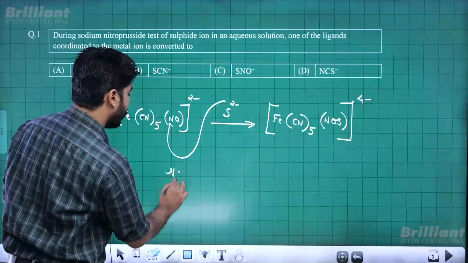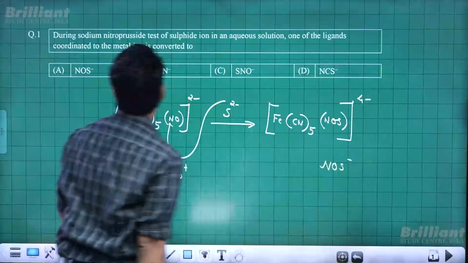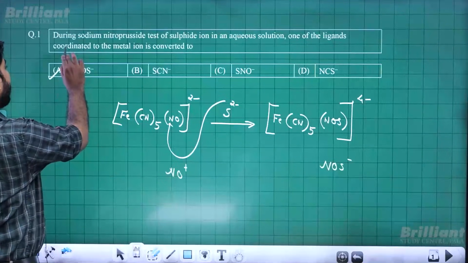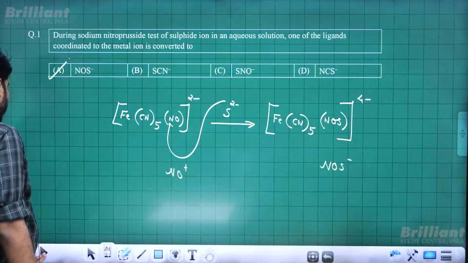Okay. So our answer is option A. That is called thionitrito ligand.